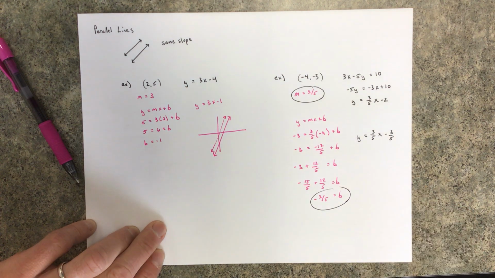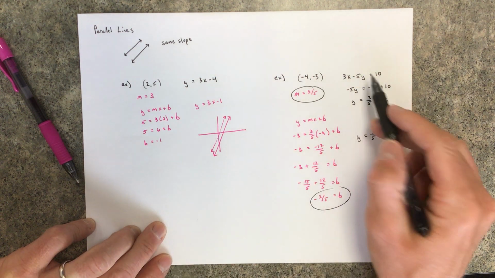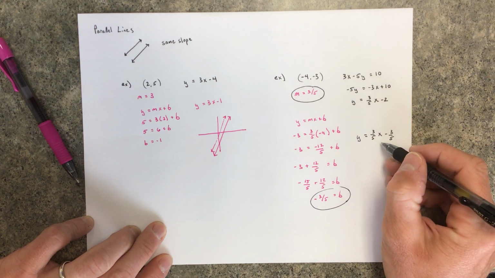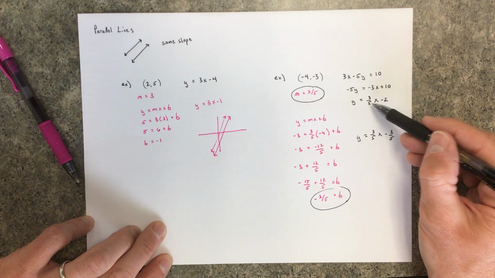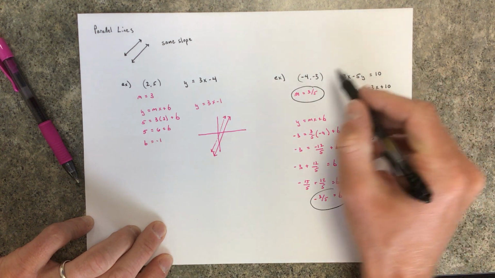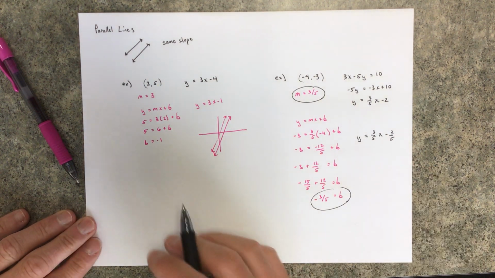And I know these numbers look similar, but that's just total coincidence. I just randomly made this point in that graph. So this line is parallel to this line, same slope, and it has a y-intercept so that it goes through that particular point. And again, that's really what you're doing.